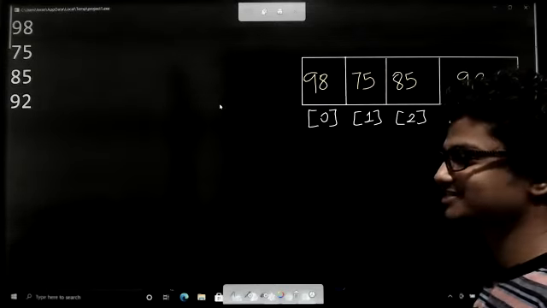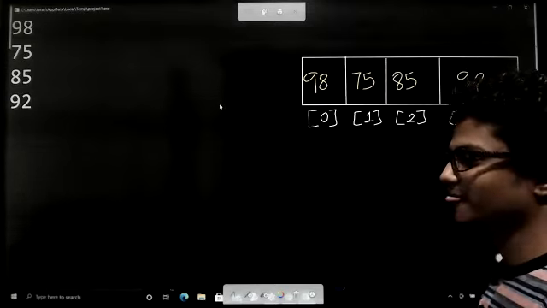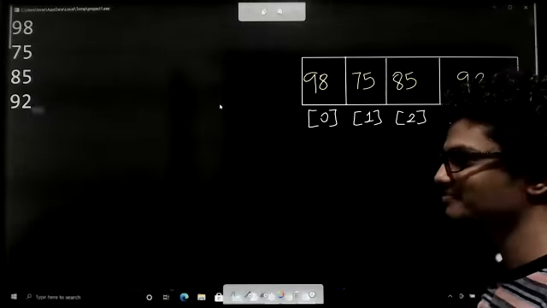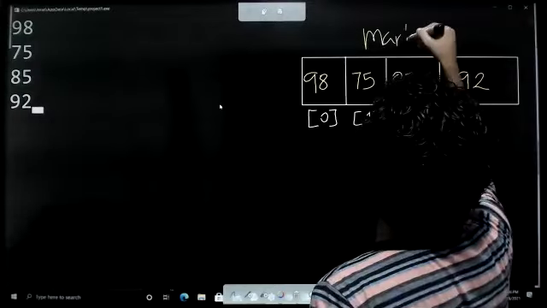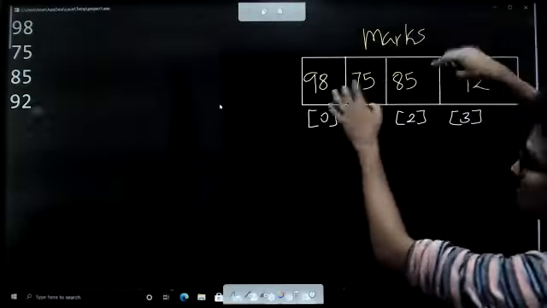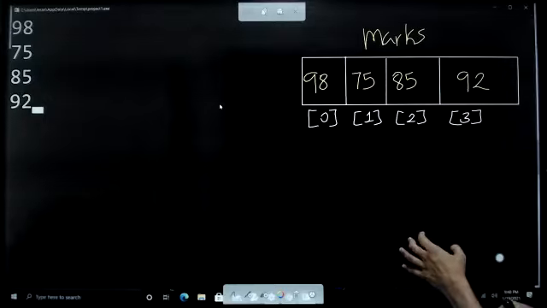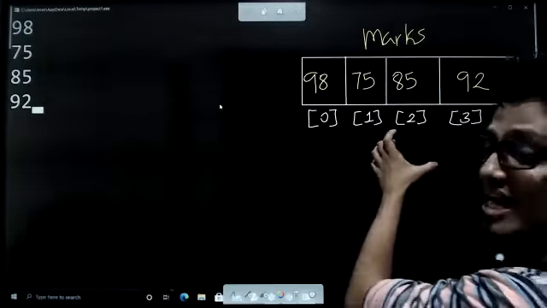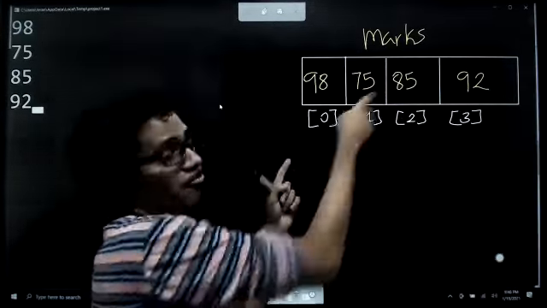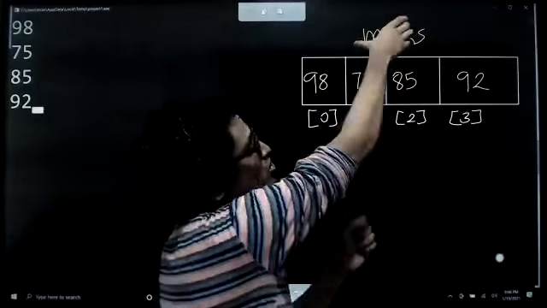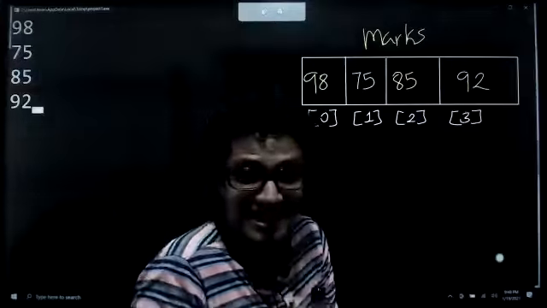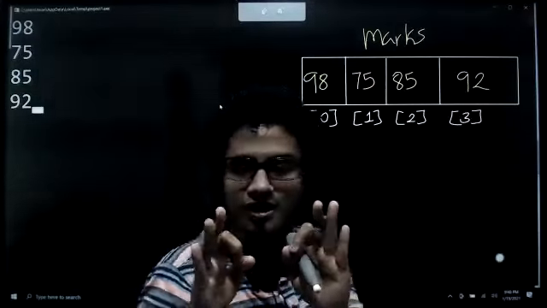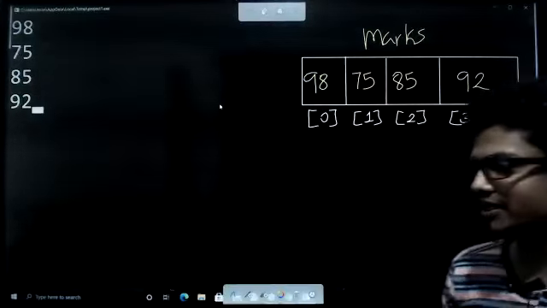What is the name of this array, kids? Come on, kids. Marks. We said marks to all of these, right? So we have a collection of data, collection of data identified using a common name. This is what you call an array, kids. Is this clear, kids? Come on.